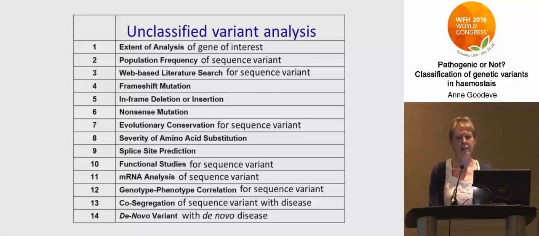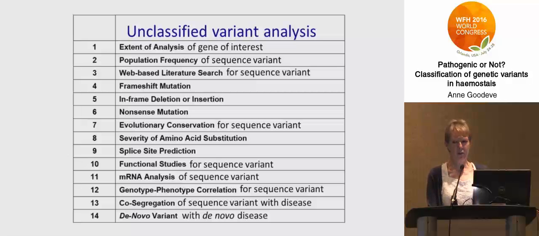So these include the extent of the analysis. So for most genes, for factor VIII and factor IX particularly, we would look at the entire coding sequence of the gene. For von Willebrand factor, if we had some good starting information from the phenotype, we might analyse a specific region of the gene. We can look at population frequency, and I'll come back to an example from the exact database in a little while. As well as looking at the sequence databases, which are always a good place to start looking for the variants. If we can't find them on those, we can undertake a web-based literature search for the variant.